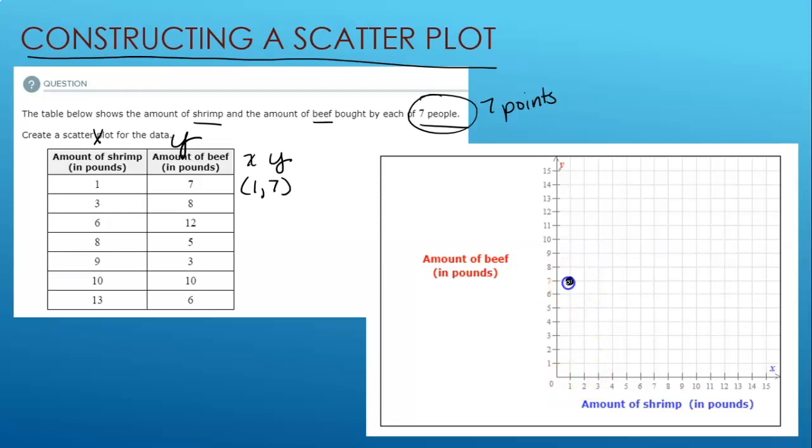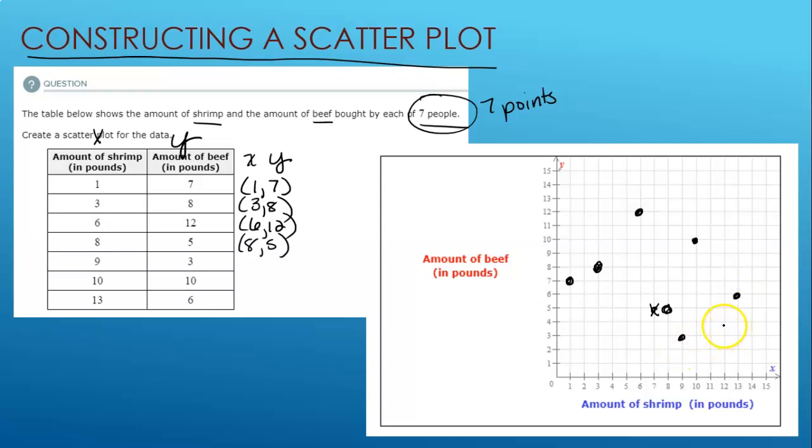So we go over 1 and up 7 and put a dot. 3, 8, over 3 and up 8 and put a dot. 6, 12, over 6 and up 12 and put a dot. And notice these are not now along a nice, neat straight line. That's because this is real life data. Real life data likely will not make a nice, neat straight line when you collect it. Oops, that should be over here at 8. Sorry about that one. 9, 3, 10, 10, and 13, 6.